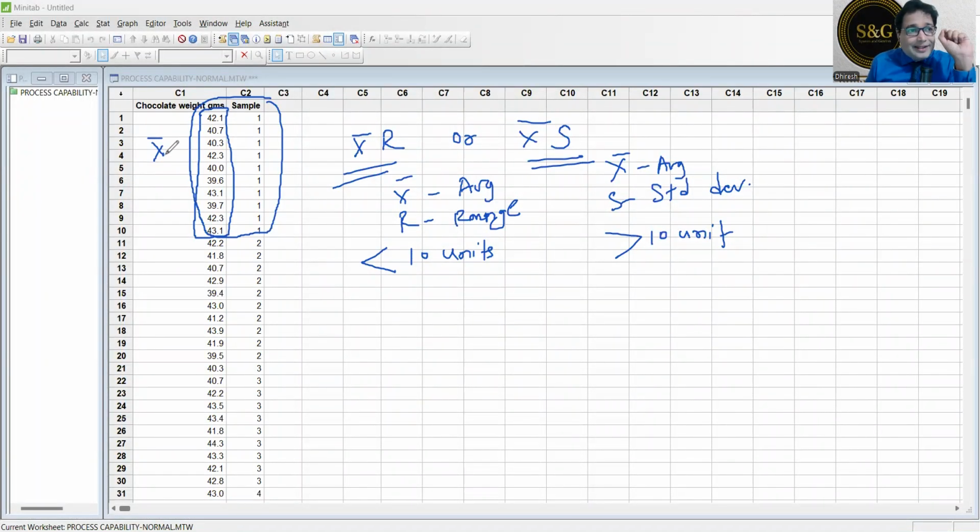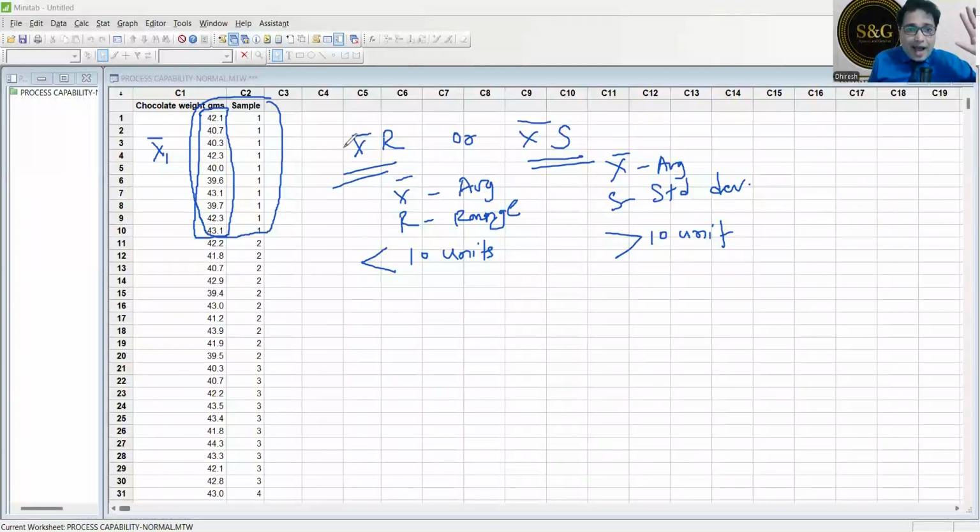Software will calculate the average of all these 10 data points. So this one will be X1 bar, the average of the first group of samples. Everybody clear with me? Just type yes in the chat box. Super clear? Okay, X bar.